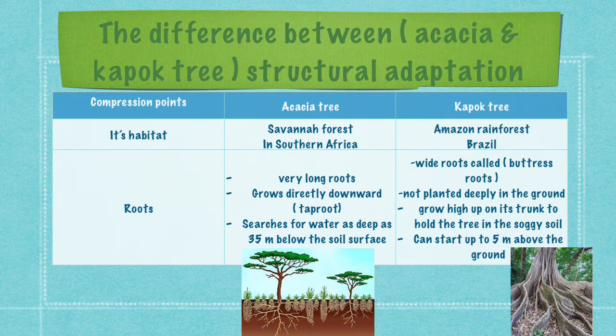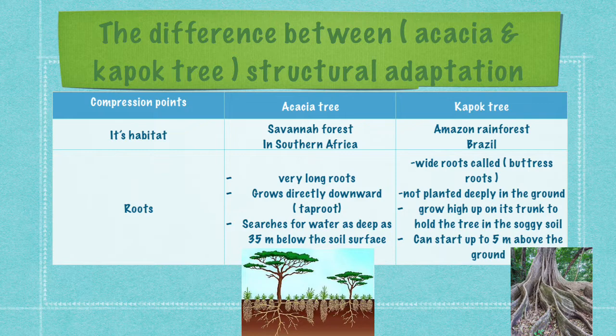The root of acacia tree is very long, and it grows directly downward into the ground, so it's known as the taproot. This root searches for water as deep as 35 meters below the soil surface.